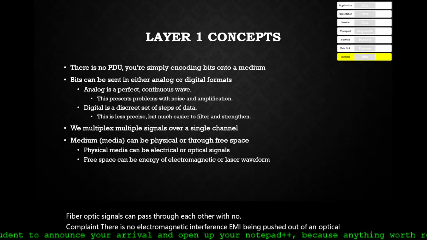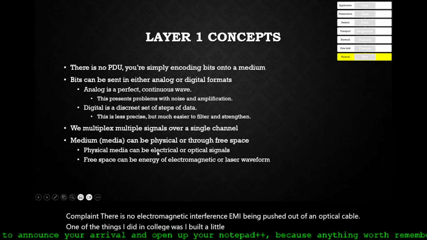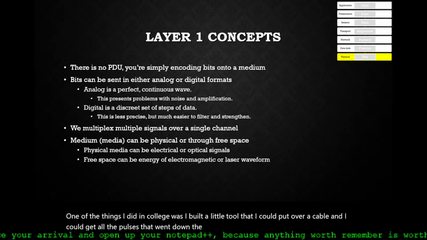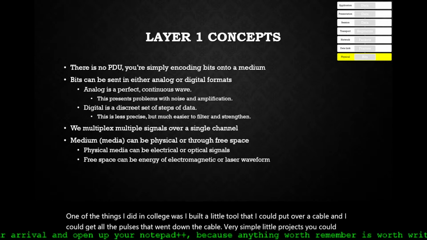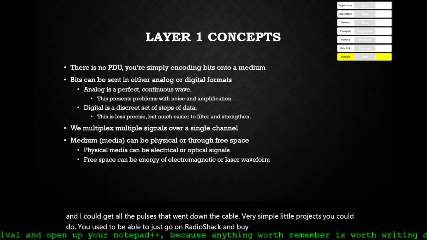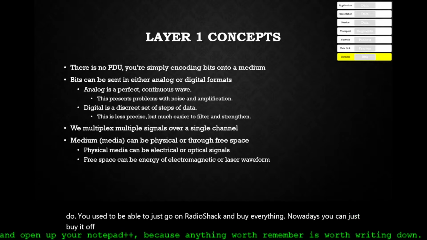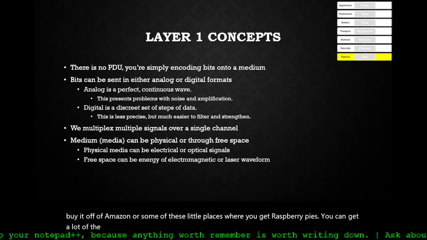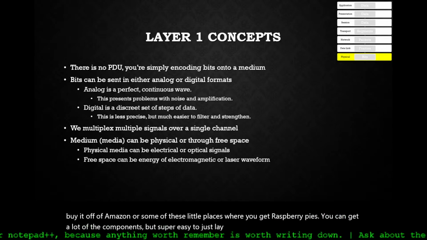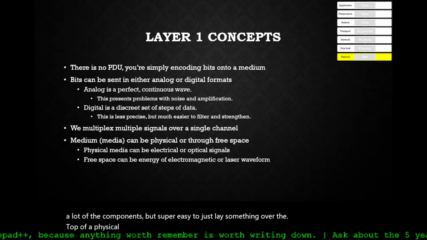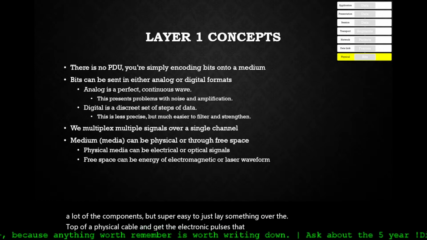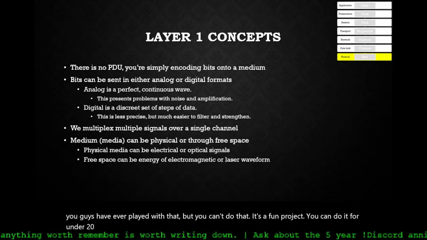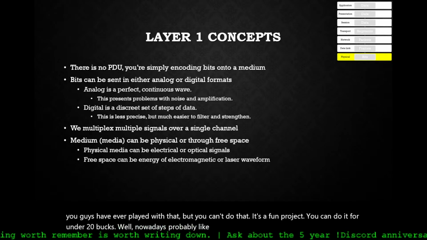One of the things I did in college was I built a little tool that I could put over a cable, and I could get all the pulses that went down the cable. Very simple little project you could do. You used to be able to just go in Radio Shack and buy everything. Nowadays, you can just buy it off of Amazon or some of these little places where you get Raspberry Pis. You can get a lot of the components, but it's super easy to just lay something over the top of a physical cable and get the electronic pulses that go over the cable. I don't know if you guys have ever played with that, but you can do that. It's a fun project. You can do it for under 20 bucks. Well, nowadays probably like 35 or 40 bucks, right?